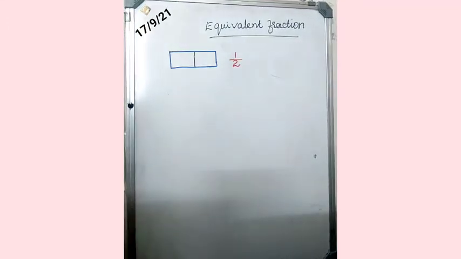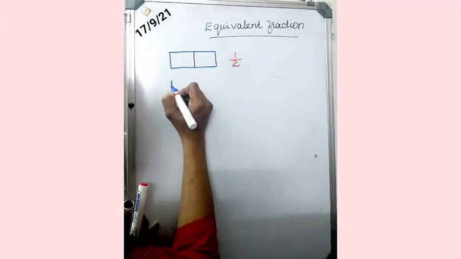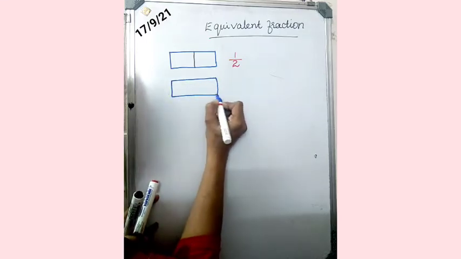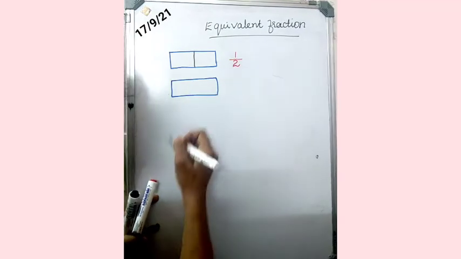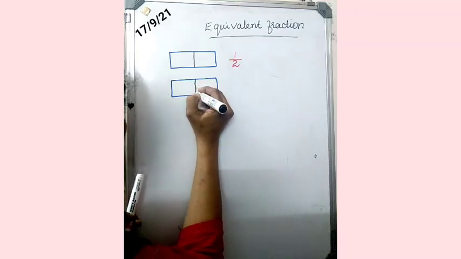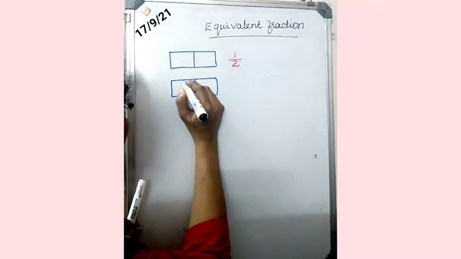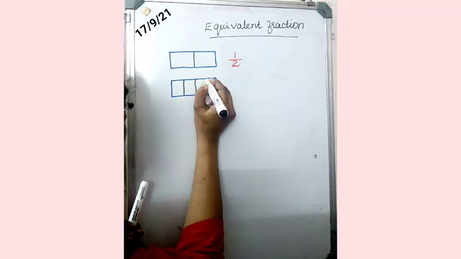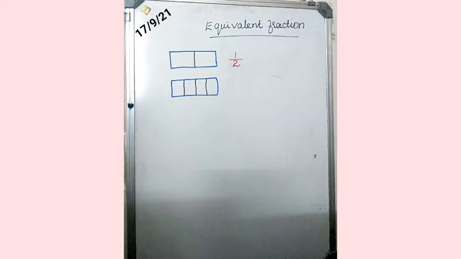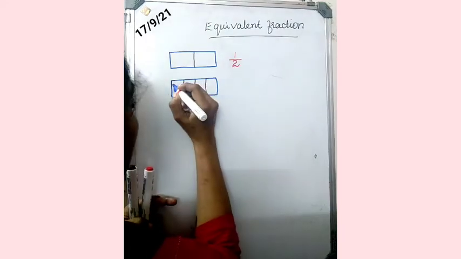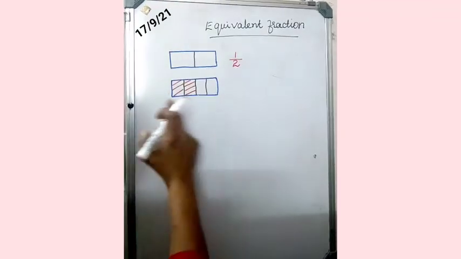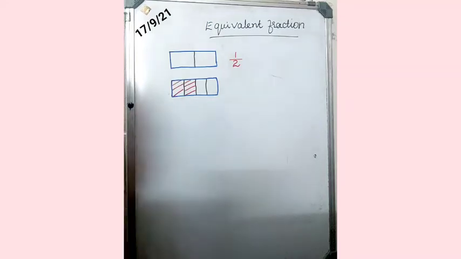Then again, I am dividing this rectangle into two more pieces. The same rectangle. First, I divide this rectangle into half. Now, I am dividing this half into two more pieces. Then what will be the fraction of the shaded portion?